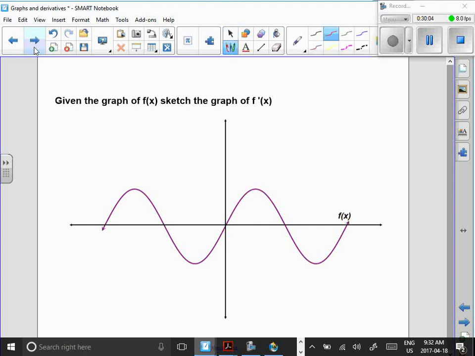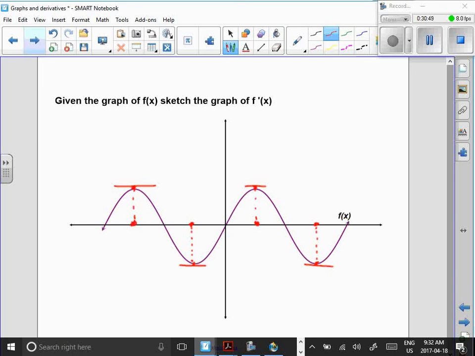Okay, based on what you know about just about anything, there's a maximum there, so the slope of the tangent is 0 there. Everybody agree? There's a minimum here, so the slope of the tangent is 0 there. So our derivative is going to have a root there and a root here. The slope of the tangent at this point is 0, so the derivative is 0 at that point. The derivative will have a root at that point.